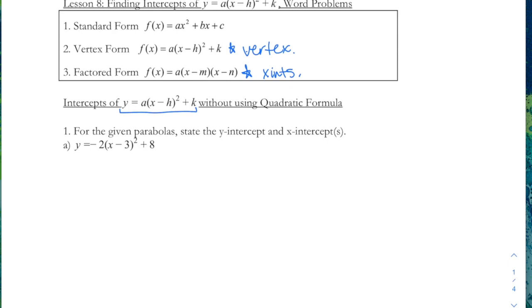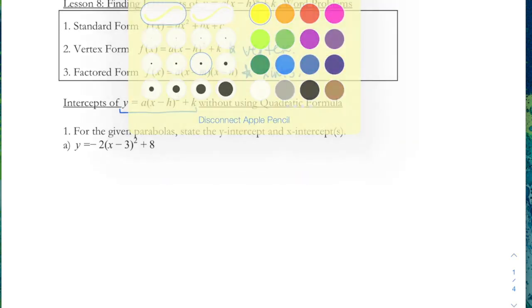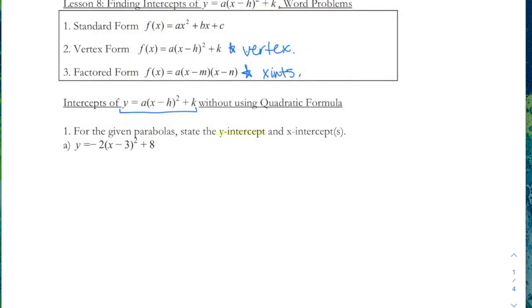So as we know, if we want to find the y-intercept of something, what we need to do is set x equal to 0 and solve for y. Conversely, if we want to find the x-intercepts of something, we need to set y to 0 and solve for x. So I'm going to do 3 quick examples before we move on to the word problem.